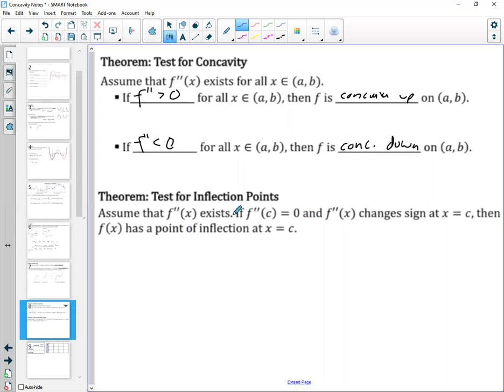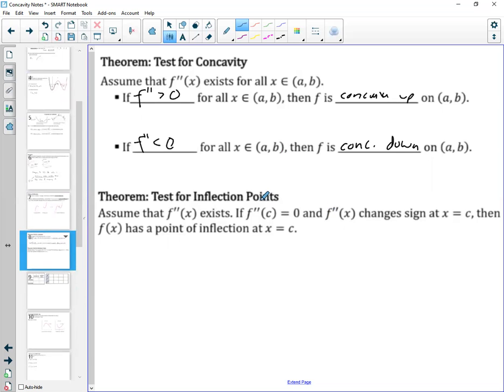And the way we test for inflection points is pretty much we look at where the second derivative is equal to 0, and then we see if the second derivative changes signs there or not. And we'll see how to do that in a minute. But it's important: you do this, and then we have to check and see if this is true or not. This is like step 1 and step 2.